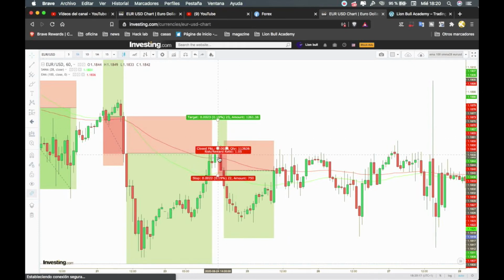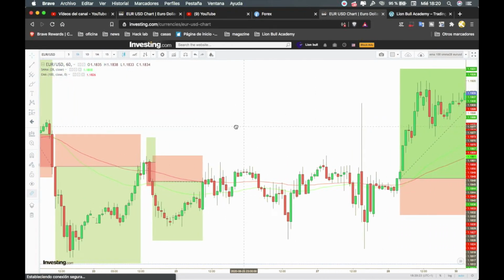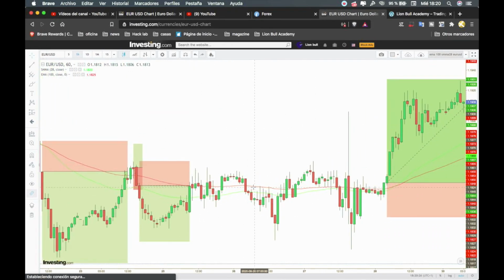Here you can see one that also went wrong, and one more that went directly to break even. This is a break even operation. Then we have here a very choppy market. When you already have one that closed with a little bit of profit, and two more, one in loss and one in break even, I recommend you to stop.